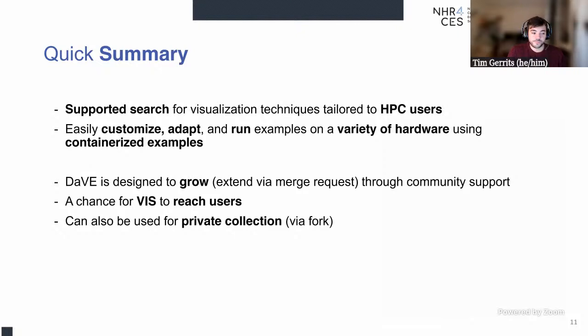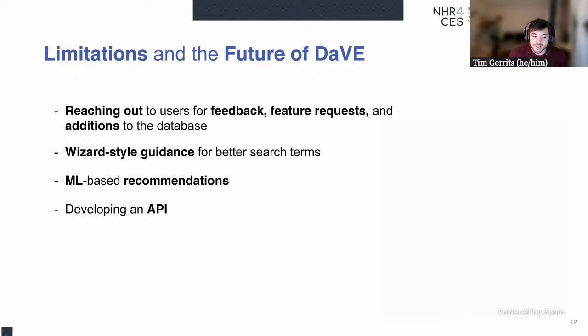But as you can see, Dave is still quite young, and there are a couple of things that we are planning. Of course, Dave still needs to grow, and we are actively reaching out on conferences and workshops to get feedback on missing techniques, features that might be helpful, and also get people like you to add their own interesting visualization examples to the database. We're also experimenting with more wizard-like approaches or machine learning-based recommendation systems. And finally, we would really like to create an API that would allow other programs to receive recommendations and examples directly from Dave.